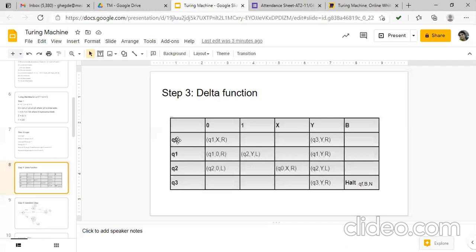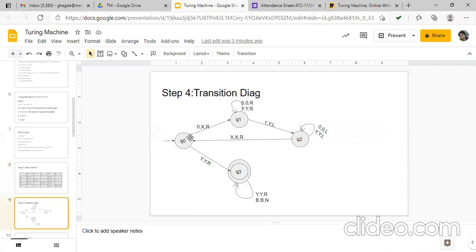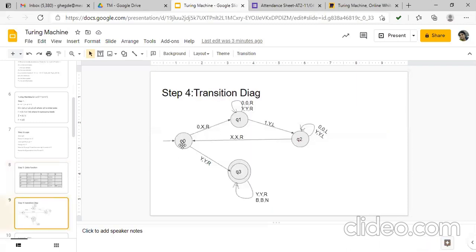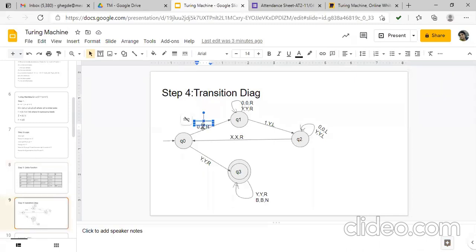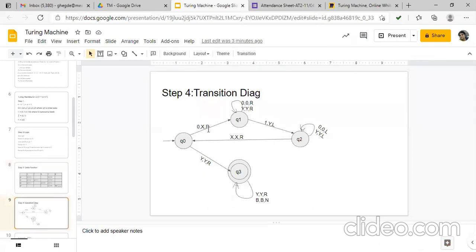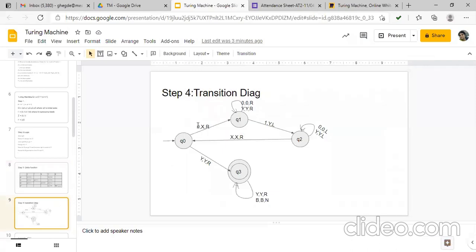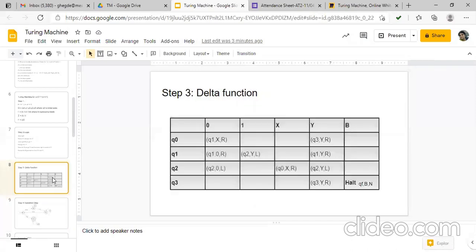Okay, so Q0 on 0 is going to Q1, and we are making it X and moving it right. Okay, ट्रांजिशन डायग्राम में यहाँ पे इनपुट होगा फर्स्ट एलिमेंट. स्टेट टेबल में फर्स्ट एलिमेंट वुड बी द नेक्स्ट स्टेट. That is the only change.